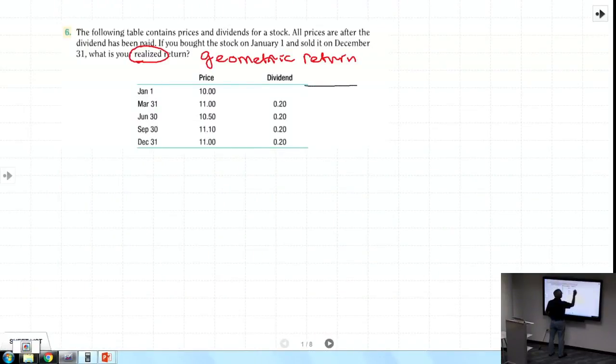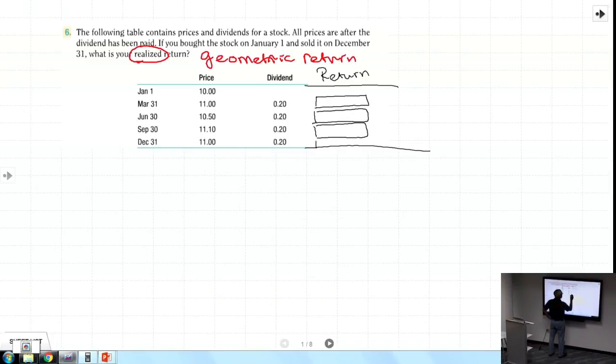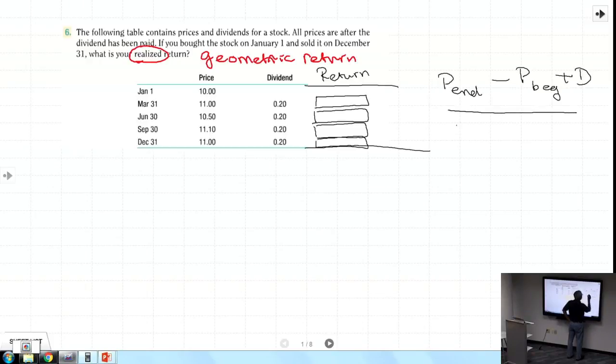I'm essentially going to extend this table out, and from here I'm going to calculate return over here, here, here, and here, 4 returns. Each of these returns will have the same process. Stock price at the end minus stock price at the beginning plus any dividend divided by stock price at the beginning of the period.